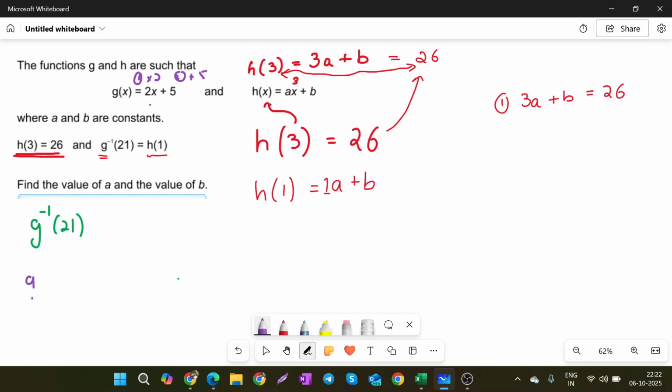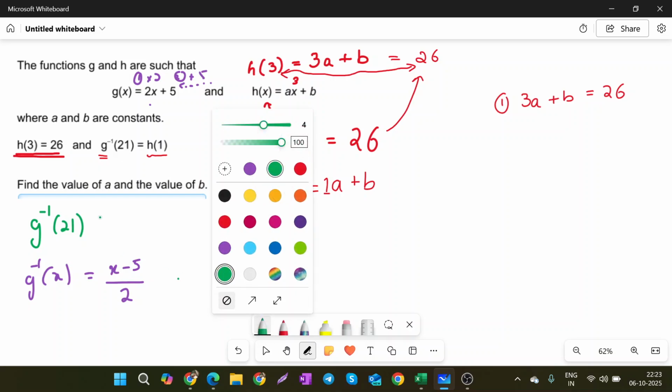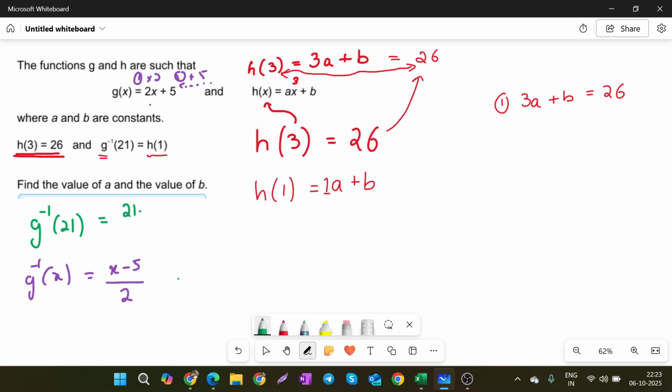So g inverse of x would be equal to, first you need to undo, we're going in the reverse order, so undo that with a minus 5, and then undo the times 2 with the division by 2. So we've got g inverse of x there, which means now we could do g inverse of 21, which is 21 take away 5 divided by 2. That is 16 over 2, which is 8.